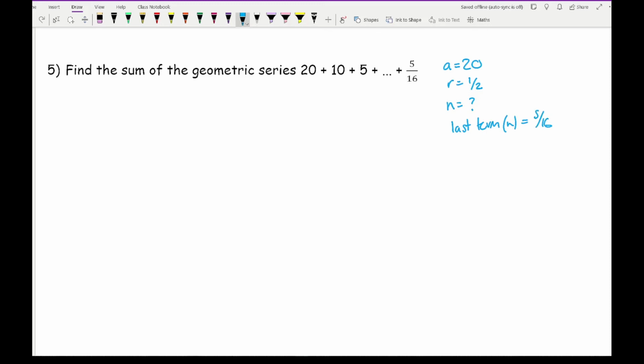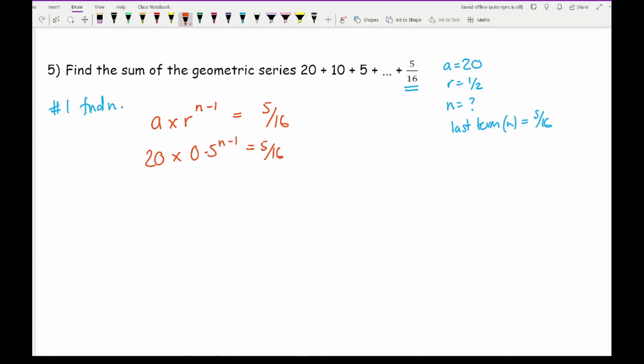So the first thing I need to do is find n, to find out what position this is. Now I could keep going on to find that out manually, which would be absolutely fine, but let's see how we can work this out algebraically. So first things first, in terms of the nth term, we've got a times r to the n minus 1. Now use this to find the value of n, which is going to equal 5 over 16. Now I know that a equals 20. I know that r equals 0.5 to the power of n minus 1, and n is what I'm after.